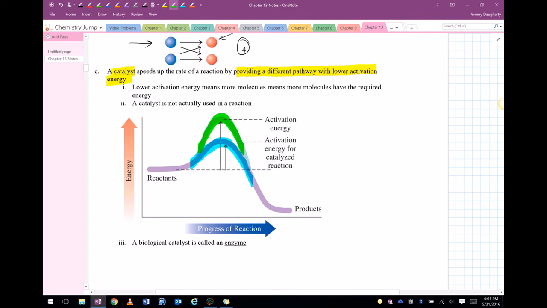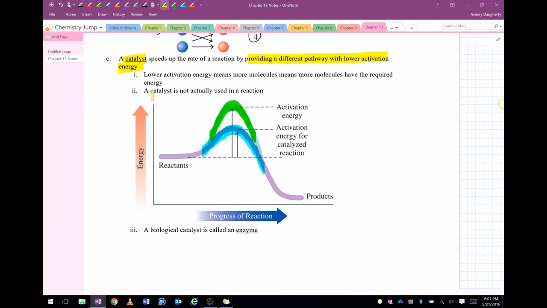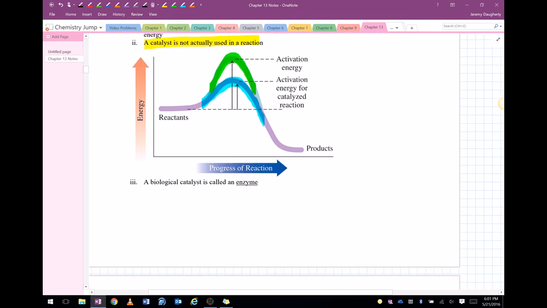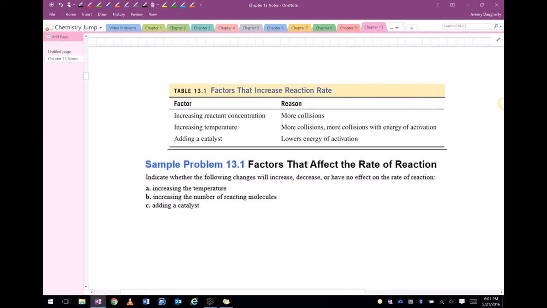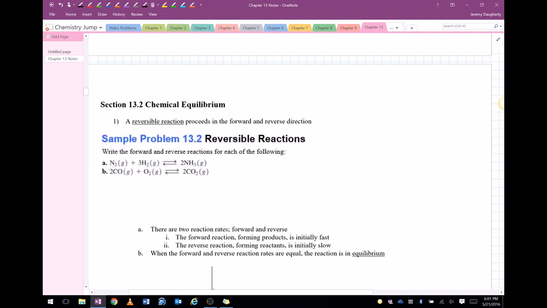Alright? Neat thing, a catalyst is not used up in a chemical reaction. And biologically, we call a catalyst an enzyme. I've just thrown that out there. Okay, so there's the collision theory and how we can increase the rate of a reaction.